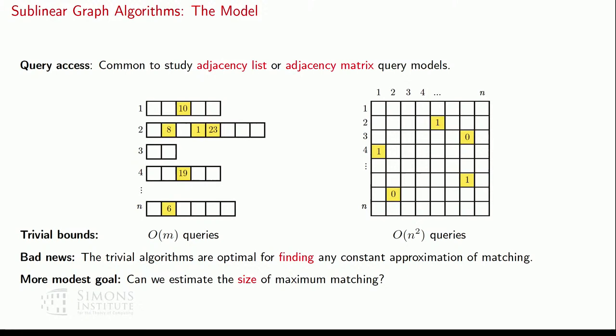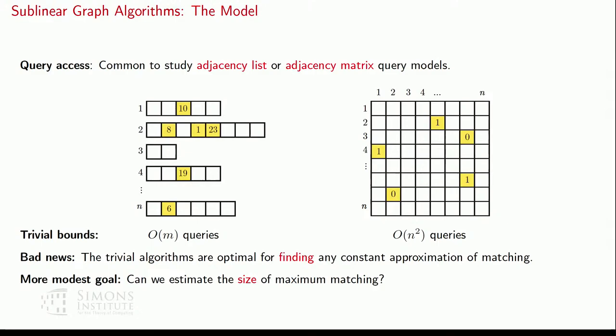So we are given a graph. We can access it either via adjacency list queries or via adjacency matrix queries. And we want to query less than all of these entries and provide an estimation on the size of the maximum matching. Okay, so this is the problem. Any questions?